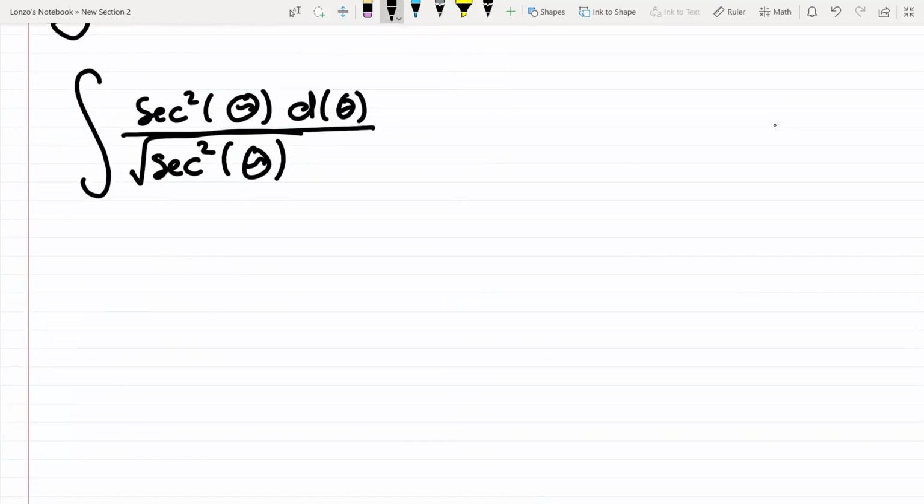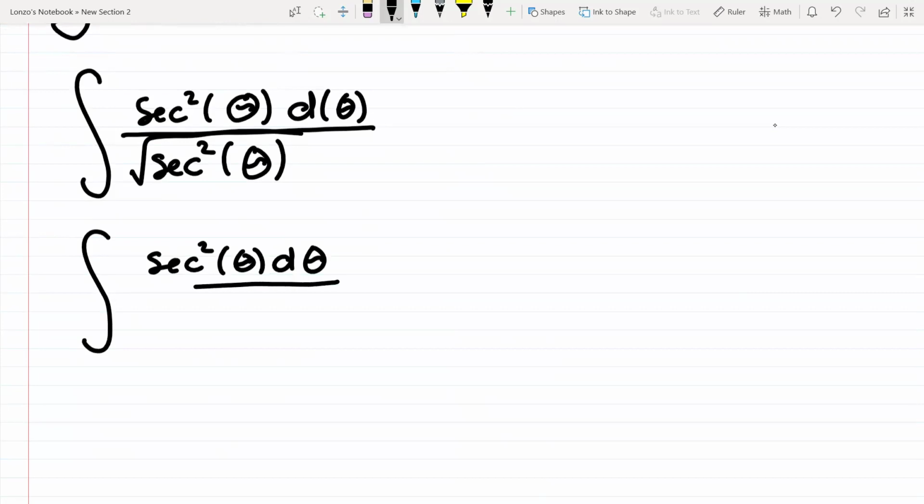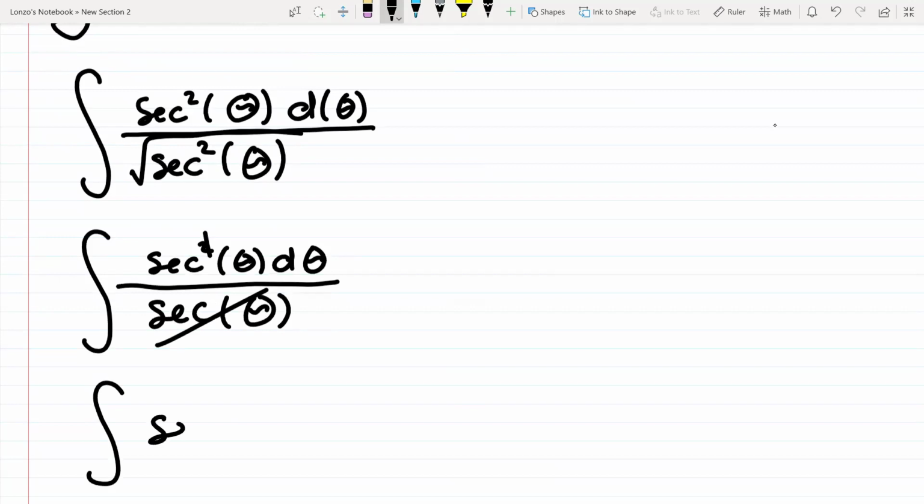Okay, now let's simplify. So on the top we have secant square theta d theta, and on the bottom, what is the square root of secant square theta? It's just secant. It just becomes regular secant theta. Okay, and then you just cancel as much as you can and clean it up. So this secant theta cancels, this becomes a 1, and you're just left with secant theta d theta.